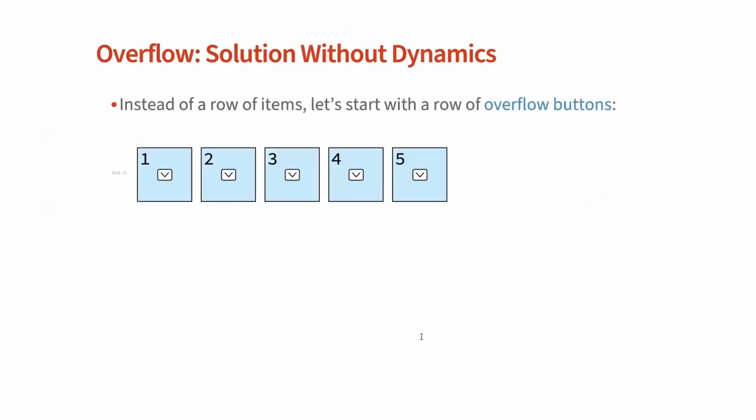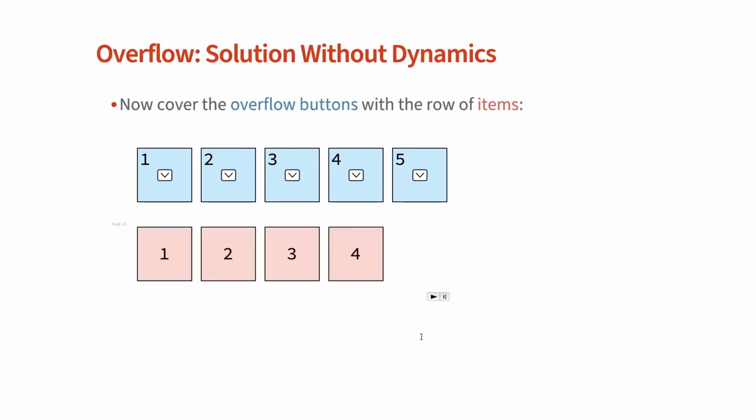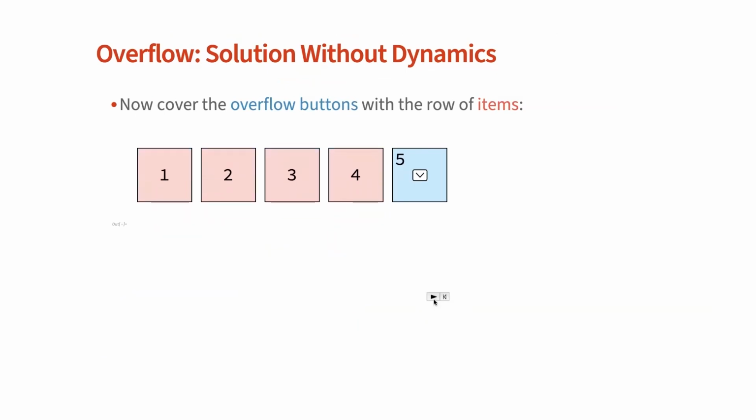So this doesn't solve the overflow problem though. How do we think about this? Instead of a row of items, let's start with a row of overflow buttons. Let's say I've got 5 items, so I'm going to start with 5 overflow buttons. Then I'm going to cover the overflow buttons with a row of items. You don't need the last item to begin with, but I'll come to that later. This is the row of items, these are the row of overflow buttons, and I'm going to cover the overflow buttons with the items.